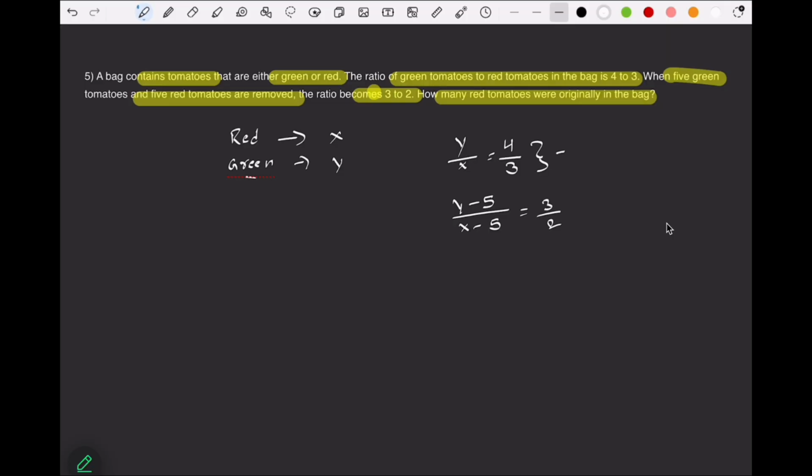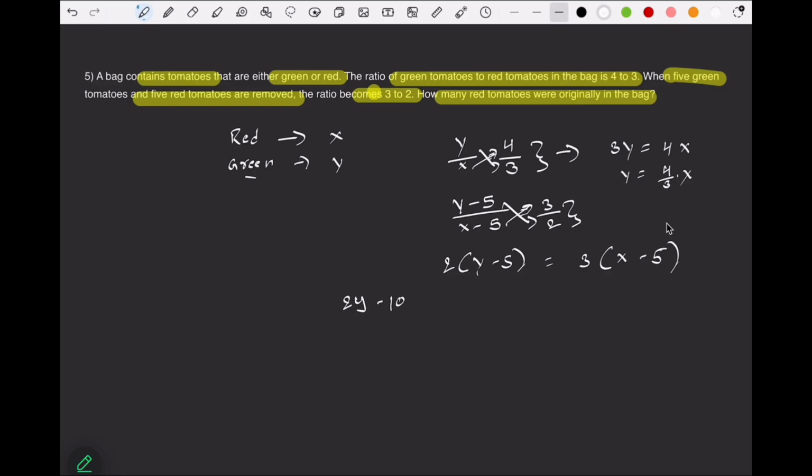From this first expression, if we do the cross multiplication, what will we get? 3 times y is equal to 4 times x. We can also write it as y is equal to 4 over 3 multiplied by x, right? Now, from this second expression, if we do the cross multiplication, we can write it as 2 times y minus 5 is equal to 3 times x minus 5. So we can expand it as 2y minus 10 is equal to 3x minus 15.